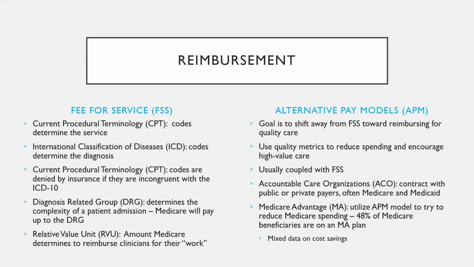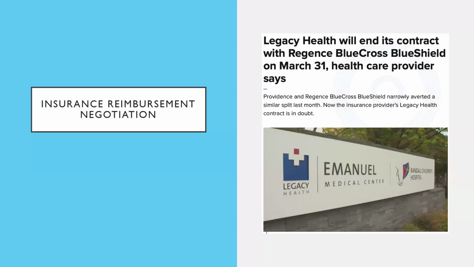Then there are a lot of alternative pay models, which are being pushed by Medicare and Medicaid to try to focus less on a fee-for-service model and more on a quality metric model. What this looks like in practice is that most places have some combination of fee-for-service and then bonuses on top of the alternative pay model. Insurance reimbursement is one of the big reasons why price transparency isn't a thing.